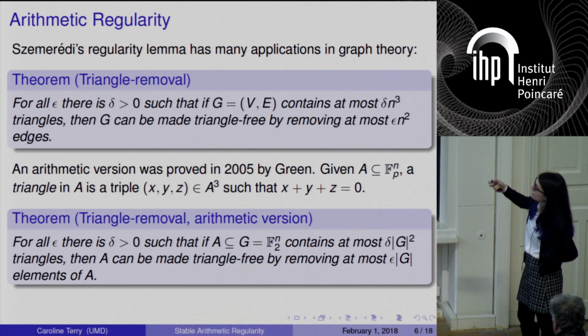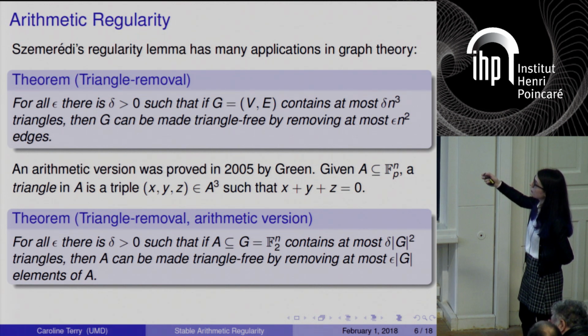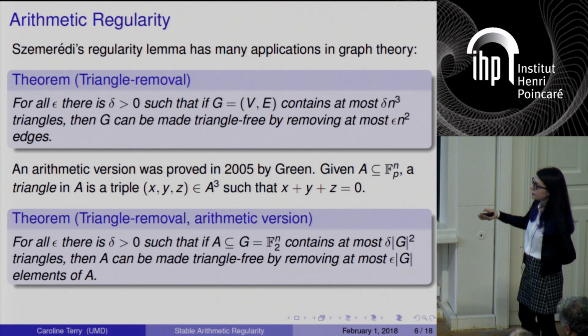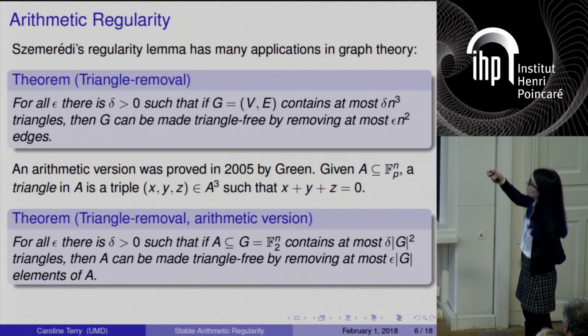Okay, so the exponents have changed a little, and that's because, how many possible triangles are there in this group? Well, if I know two of them, I get the third for free. So there's only on the order of the size of G squared many triangles. Obviously, there's on the order of G many elements in the group. So this is saying if I have a small proportion of the possible triangles, it can be made triangle-free by removing a small proportion of the points from the set. So it's just a lower dimensional analog of this triangle removal lemma.